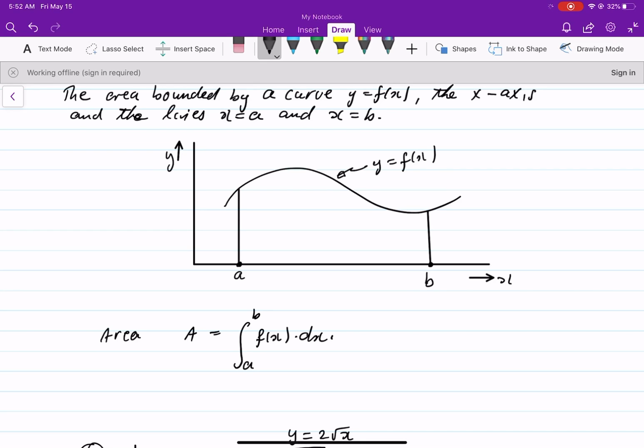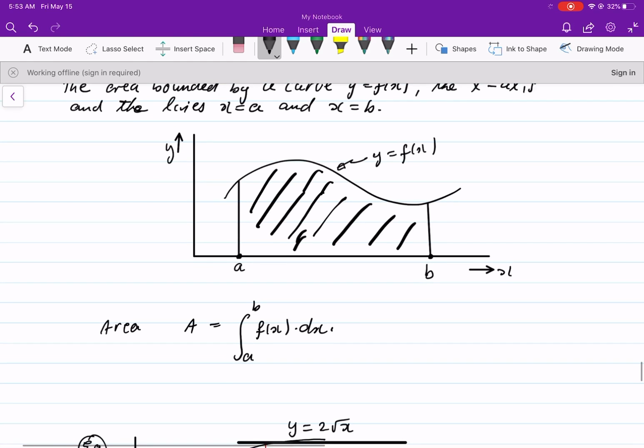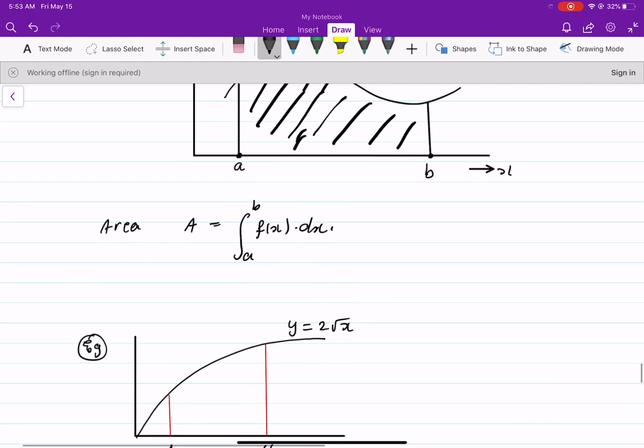The area bounded by the curve y is equal to f of x is bounded on top by the curve y is equal to f of x, on the bottom by the x-axis, on the left by the line x equal a, and on the right by the line x equal b. So we're clearly talking about this shaded area, or the shaded region here. And the question is, how do you find the value for such an area?